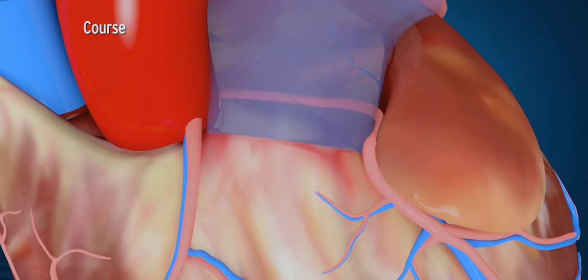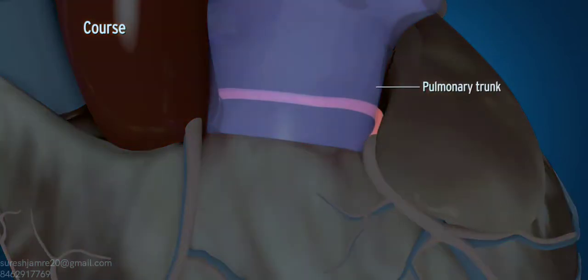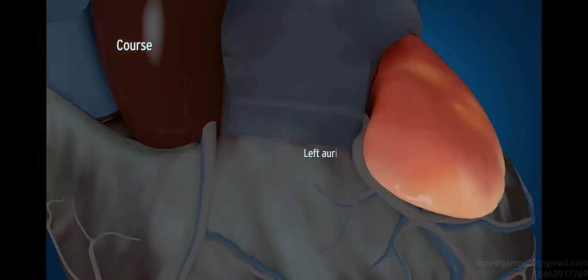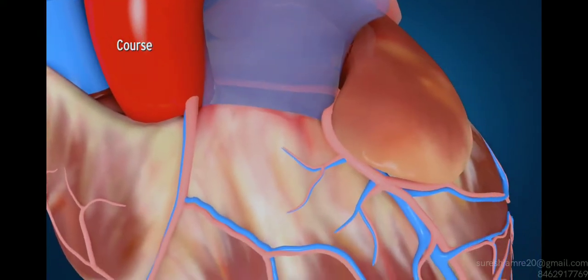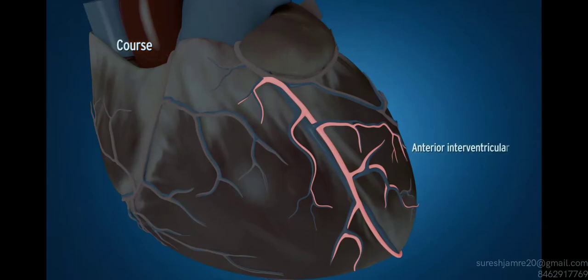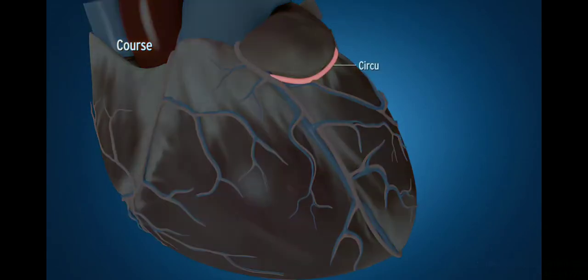Course: the artery after its origin passes behind the pulmonary trunk and then runs forwards and to the left between the pulmonary trunk and left auricle, where it divides into anterior interventricular and circumflex arteries.